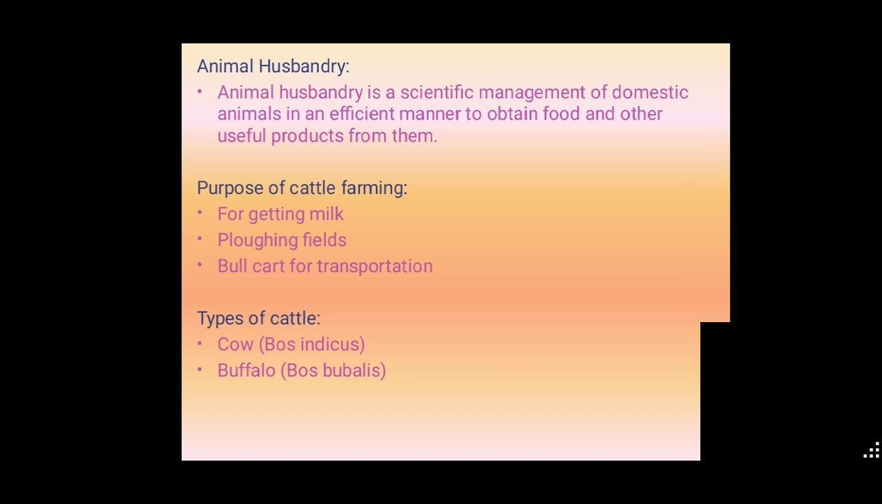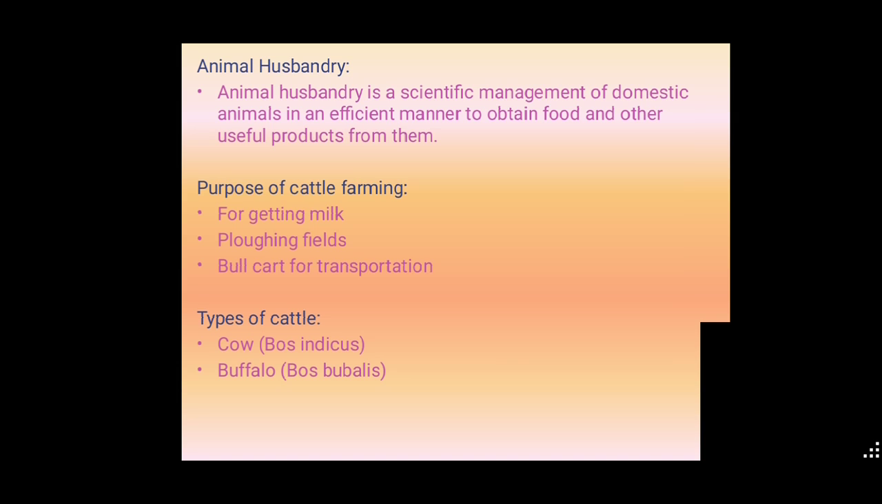Let's move on to the definition of animal husbandry. Animal husbandry is a scientific management of domestic animals in an efficient manner to obtain food and other useful products from them. We are managing domestic animals by scientific methods for food and other useful products, and that we call animal husbandry.